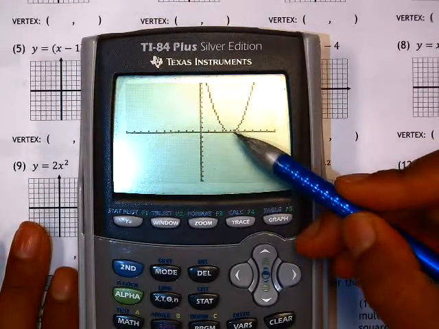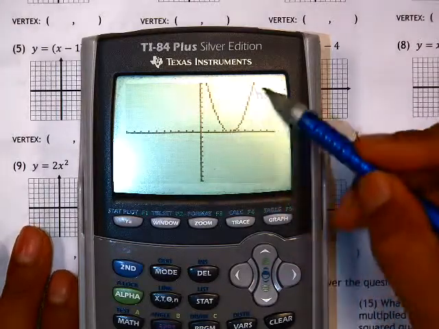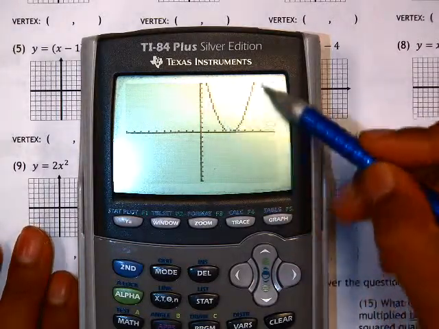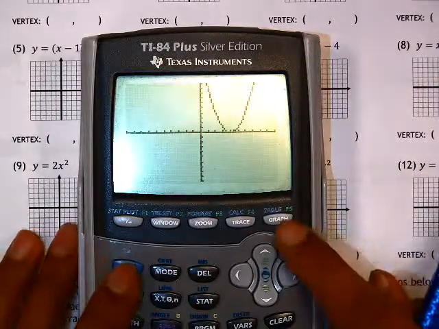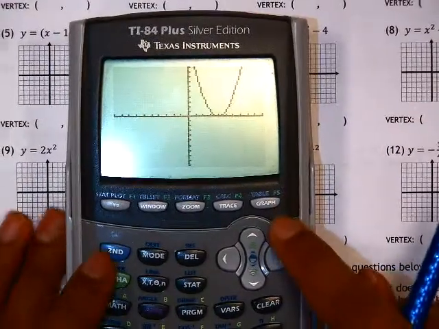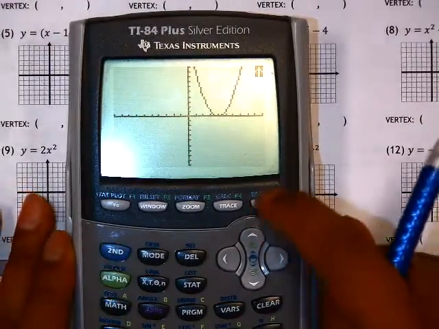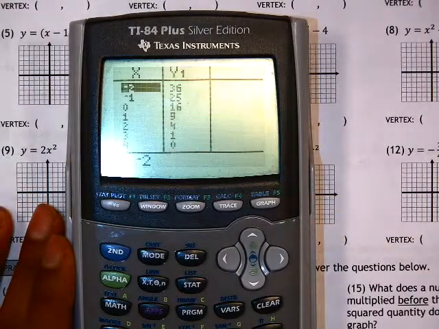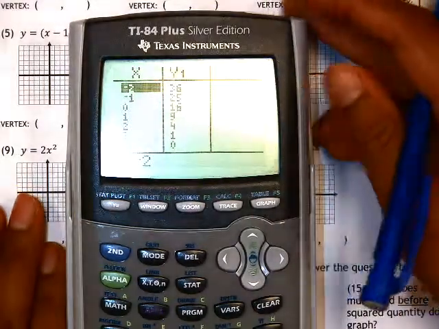If we want some exact points, since we can't see exactly what points all of these are at, you can go to what we call the table. So in the calculator, it would be second, and then hit the graph button. Up there it says table. And then you can see a table of values that gives you the exact points.